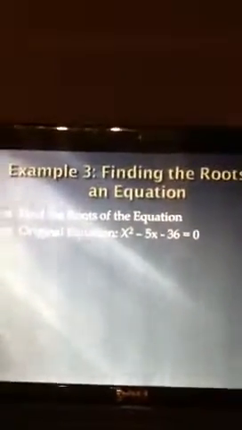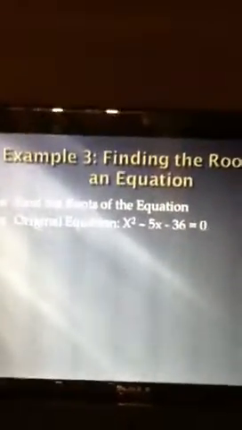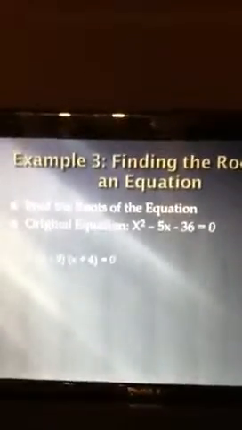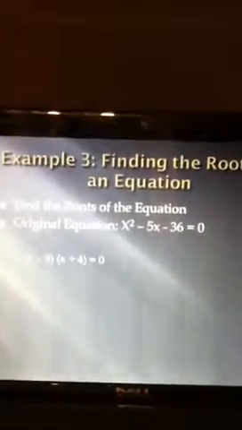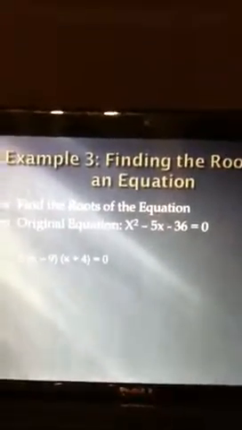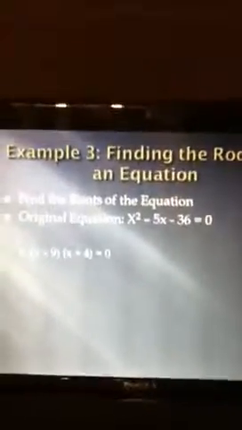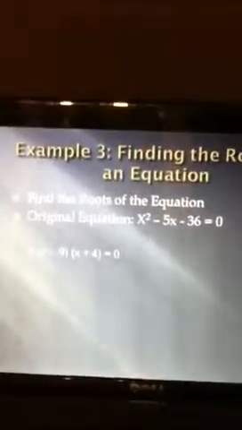In the next example, we're going to be looking at how to find the roots of an equation. In order to teach you this, I'm going to walk you through another example. The equation we're going to be solving is x squared minus 5x minus 36 equals 0, which we can factor into x minus 9 times x plus 4 equals 0.